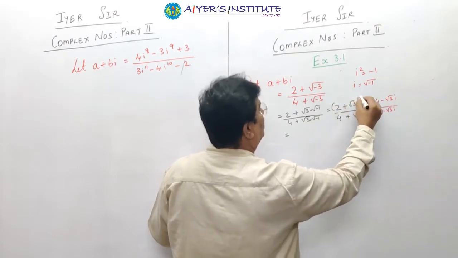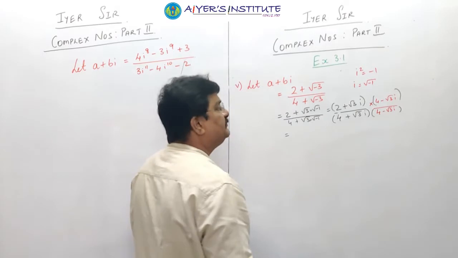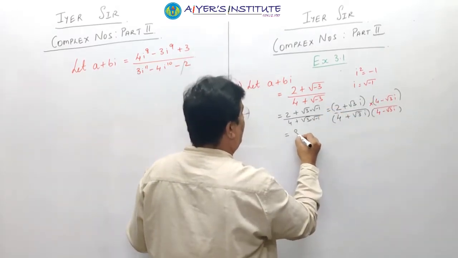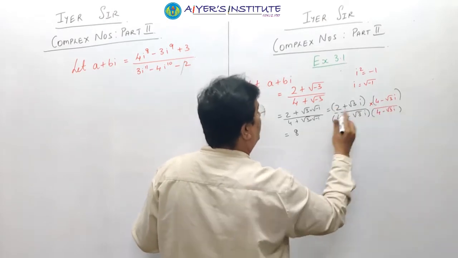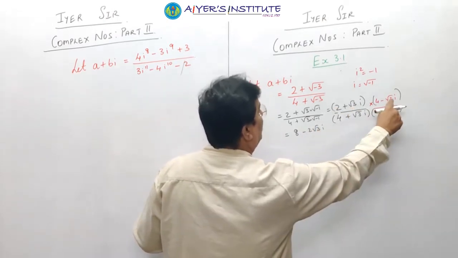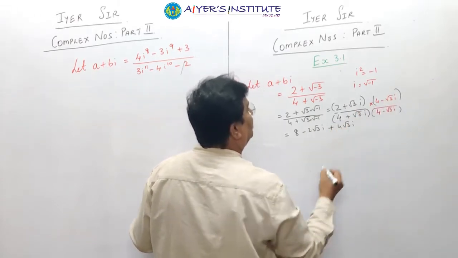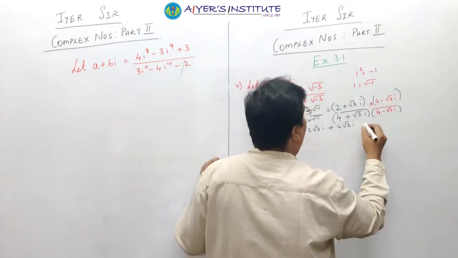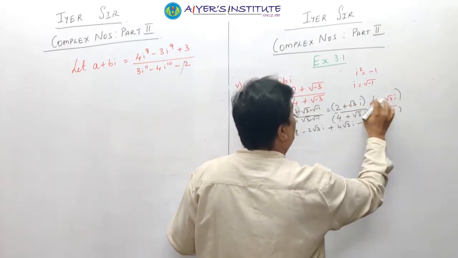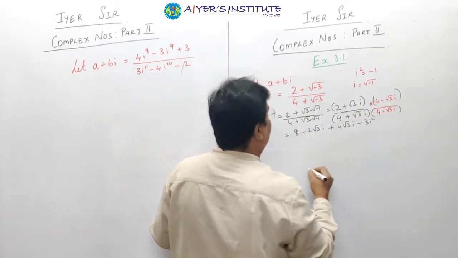So when we multiply, it will become like this: 2 4s are 8. It is like how we multiply 2 factors in algebra. Same thing. 2 into root 3i is minus 2 root 3i. Root 3i into 4 is plus 4 root 3i. Root 3i into root 3i: plus into minus is minus, root 3 into root 3 will give you 3, and i into i will give you i square.